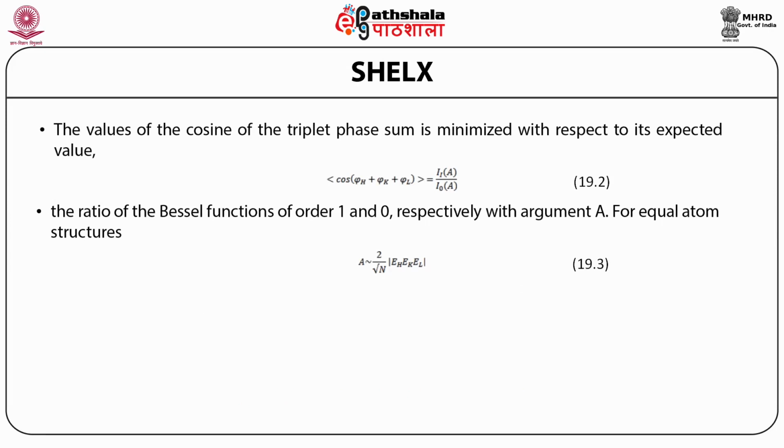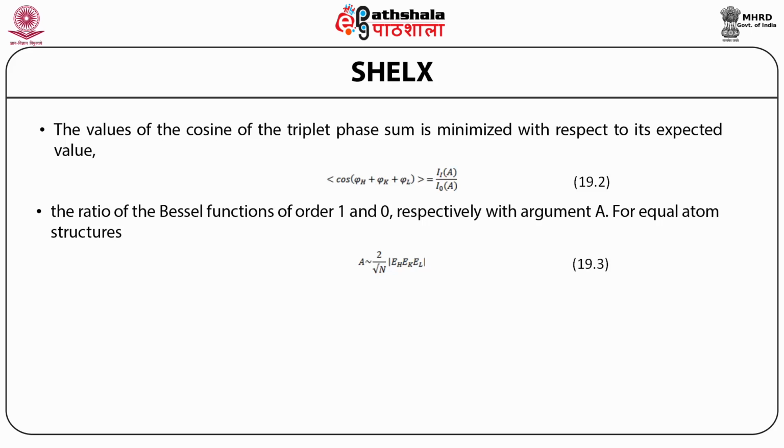The values of the cosine of the triplet phases are minimized, as I told you in the beginning, with respect to the expected value given in 19.2, which is the ratio of the modified Bessel function of order 1 to order 0. The argument of the Bessel function is A, which, like in the small molecule case, is proportional to 2 by square root of n, times the modulus of the 3 E values' products. So here, as I told you, the probable estimate comes from a reliable probability distribution where the variance has to be very small. If you look at the A value, when n increases, the A value becomes small. Whenever A value becomes small, the variance becomes larger. So a wider distribution is there, so probability becomes very small. So that is why direct methods fail in the case of proteins.